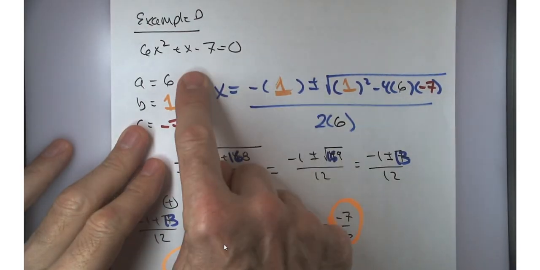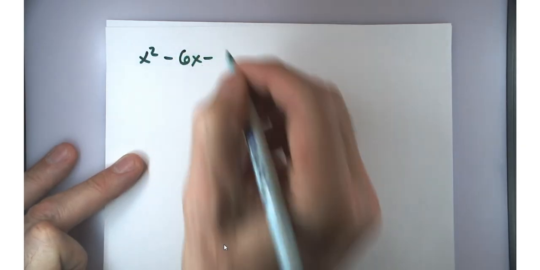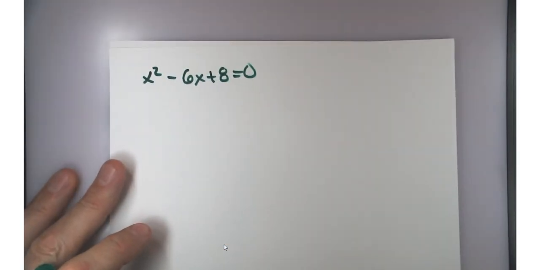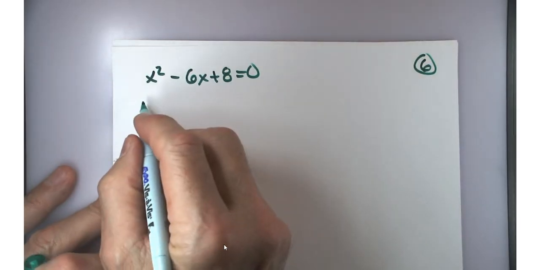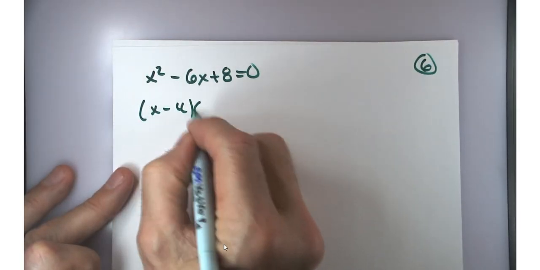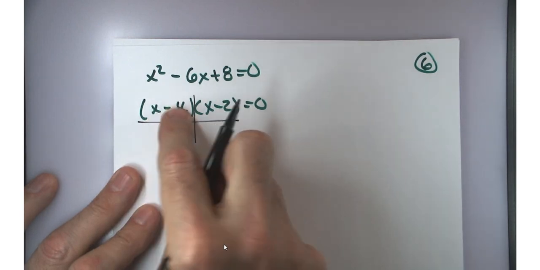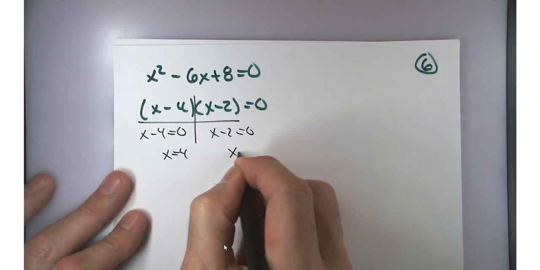Now, do I suggest that? No. I mean, take a look at something pretty straightforward. What if I gave you x squared minus 6x plus 8 equals 0? You could spend 5 minutes doing this by the quadratic formula. But let's take a look at it by factoring. How would this factor? x minus 4, x minus 2. Perfect. So you've got this times this equals 0. So either x minus 4 equals 0, meaning x equals 4, or x minus 2 equals 0, meaning x equals 2. Done.